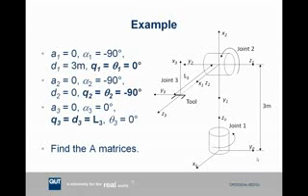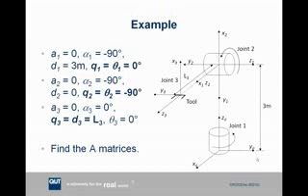Alpha is the angle from Z0 to Z1 measured around the x1 axis. So if we look at the x1 axis and look at how much the z-axis has rotated, we can see it's rotated negative 90 degrees around the x1 axis. So alpha 1 equals negative 90 degrees.